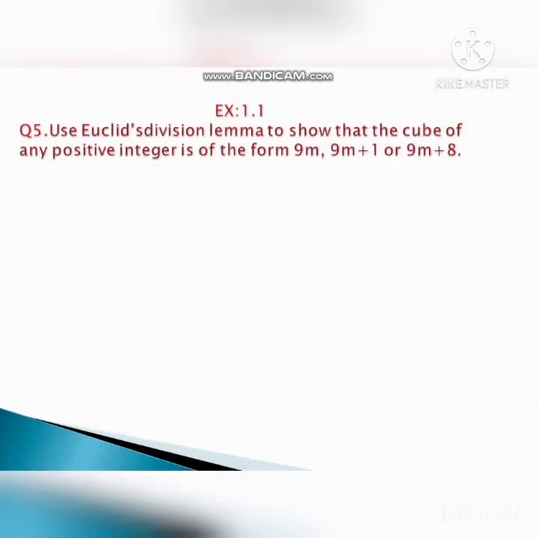Hello friends, today we are here to understand exercise 1.1 question number 5. Use Euclid's division lemma to show that the cube of any positive integer. Now children, please underline these words. Cube of any positive integer is of the form 9m or 9m plus 1 or 9m plus 8.